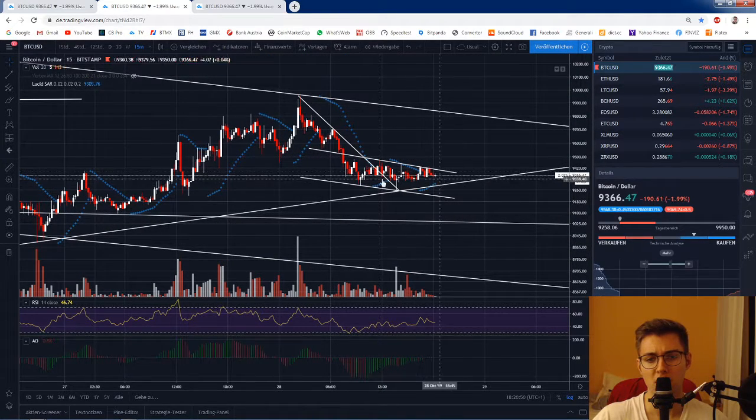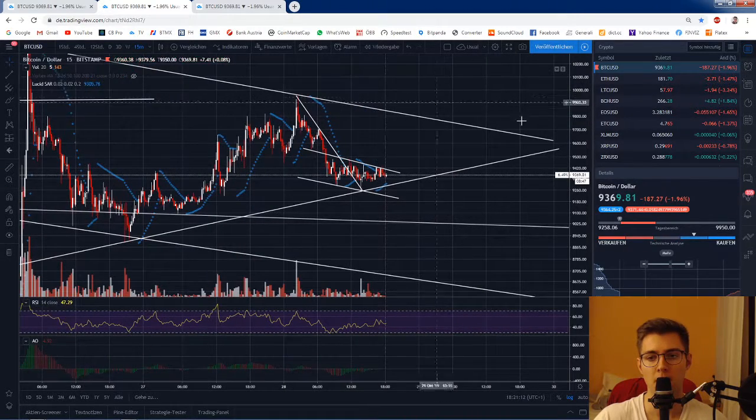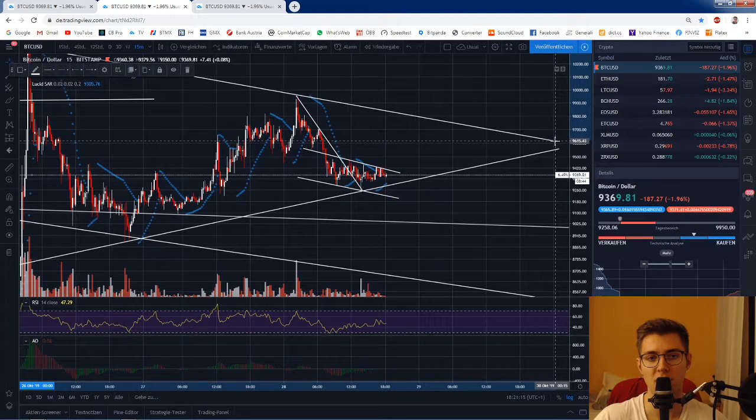So yeah, I think this has the tendency in the most likely scenario to break out to the upside and maybe come back up to 9,700 and then see a potential lower high, or at least resistance incoming. And if this trend line plays out to be of significance, then we could see a retest of upper 9,700s, maybe up to 9,800.